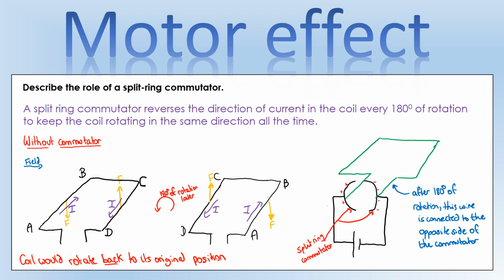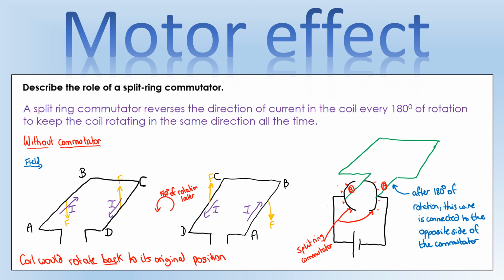When the coil has rotated 180 degrees, you'll notice if I call this part A and I call this part over here B, A is now connected to the other side of the split ring. So once it's rotated 180 degrees, A is now connected to the other side, so this is going to mean that current is going to go the other way. So let's say to start with, current is going from B around to A, because it goes from positive to negative. Once it's rotated 180 degrees, A is now positive and B is now negative, so it's now going to go from A to B.